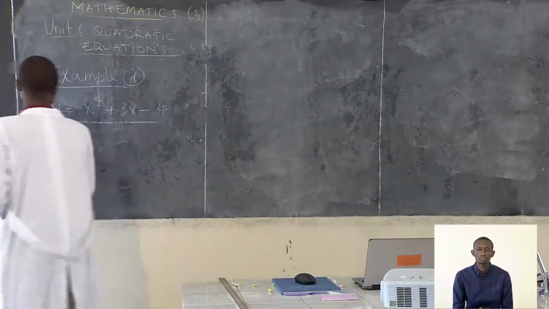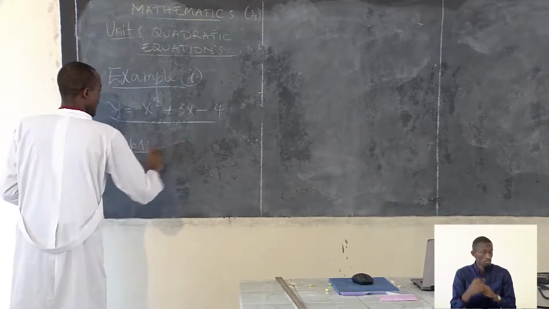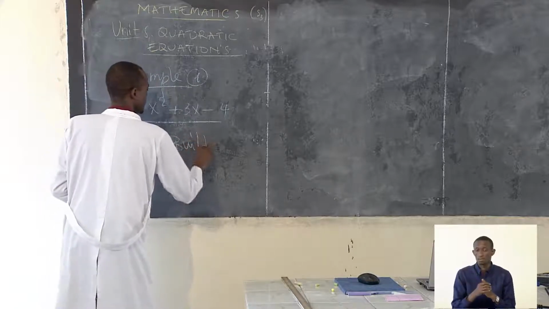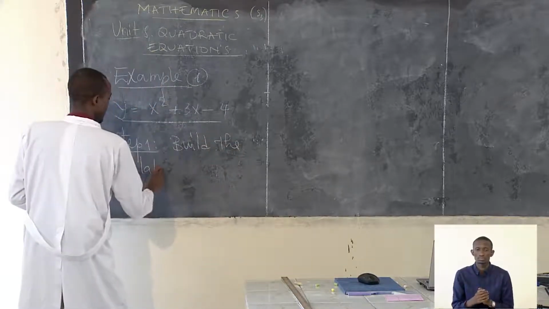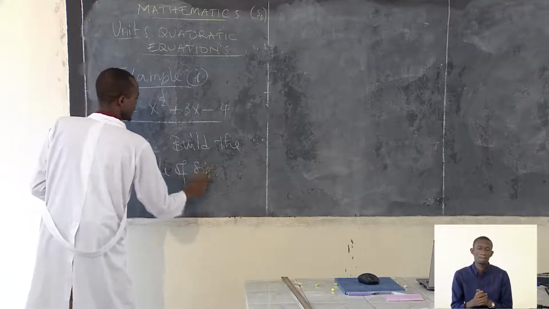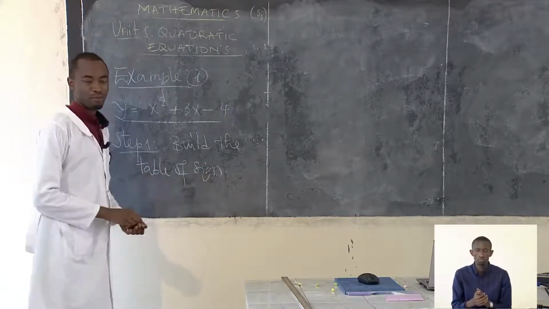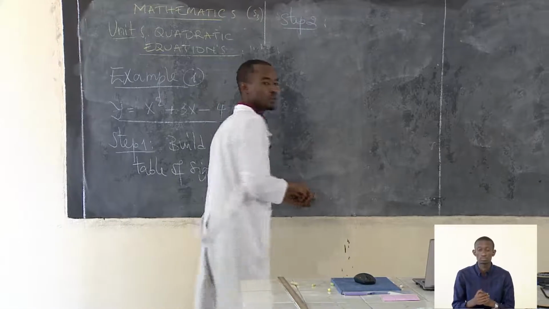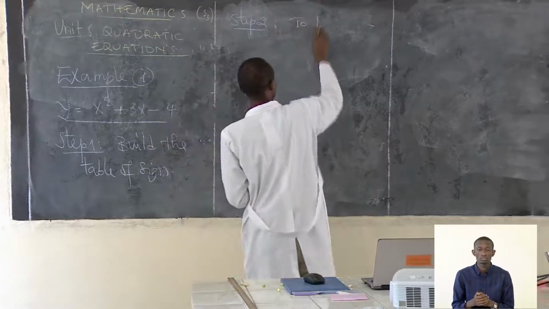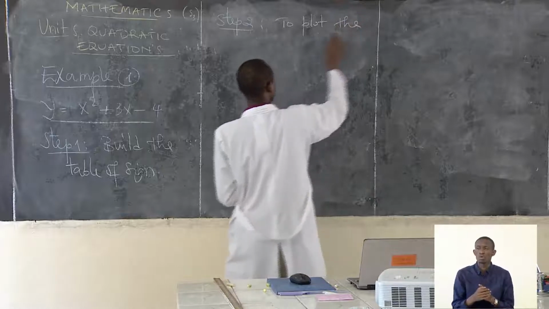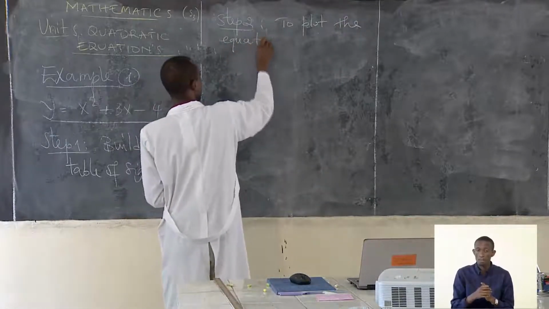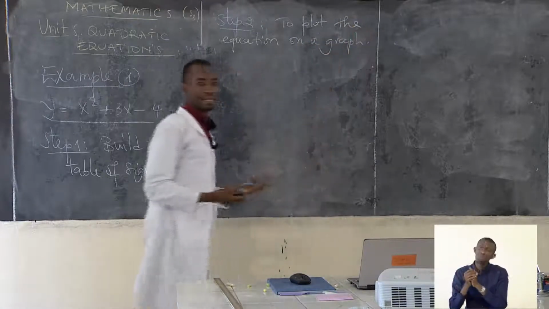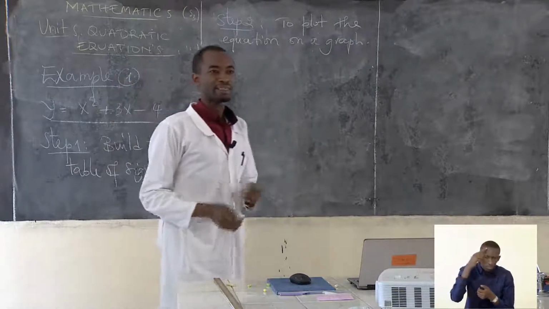Step number 1 was to find, or build, the table of sign. And step number 2 was to plot the equation on a graph or on a Cartesian plane. And you remember, we did this within the last lesson.